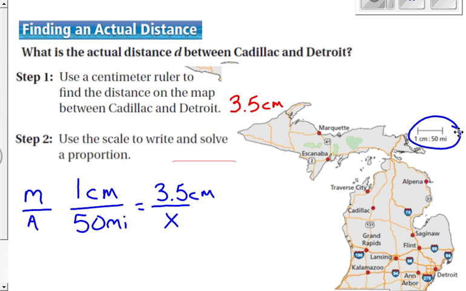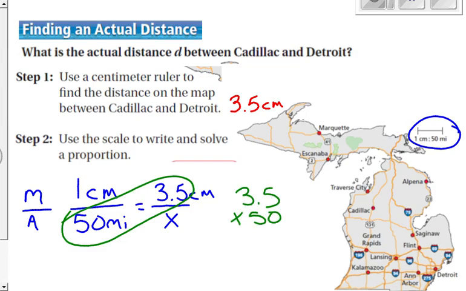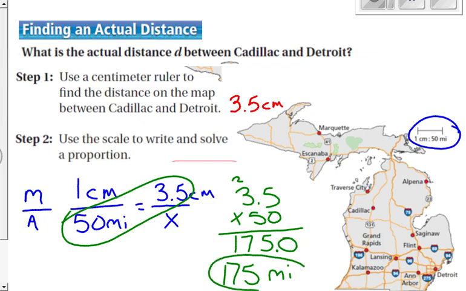So now in order to solve this, we are simply going to cross multiply 50 times 3.5. So 5 times 5 is 25. Carry my 2. 5 times 3 is 15 plus 2 is 17. I have one number after the decimal. So I know it is 175 miles from Cadillac to Detroit.